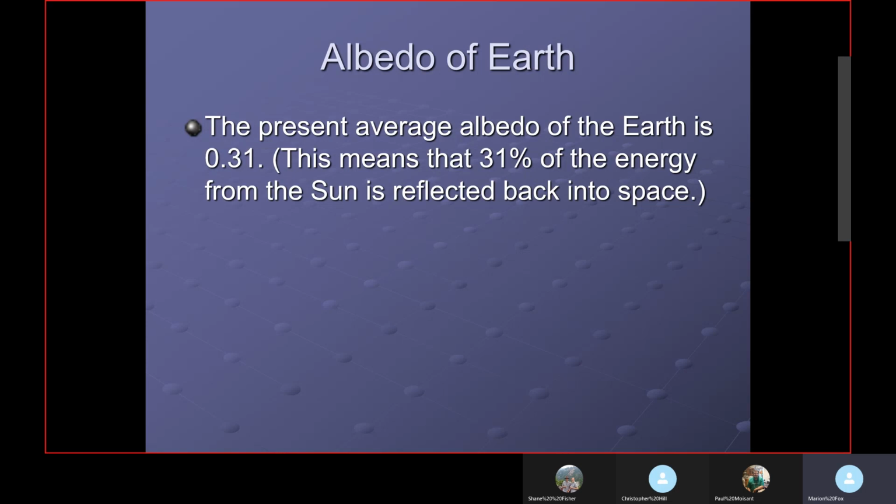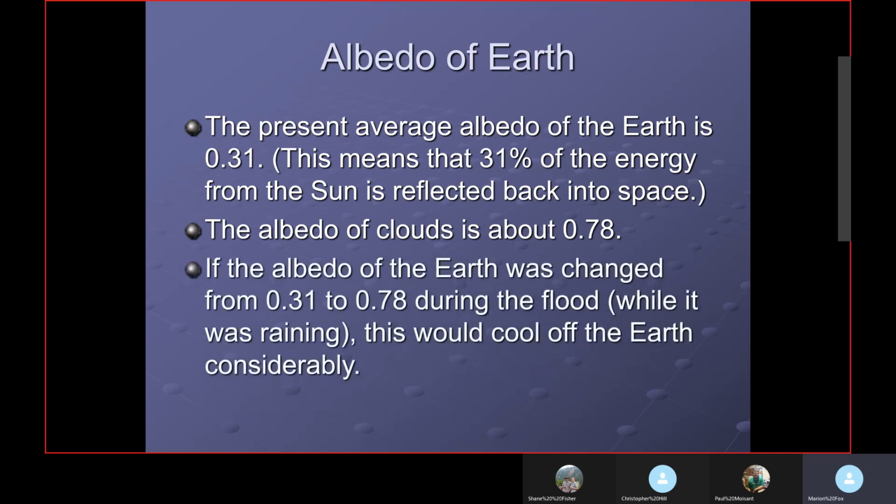If half of the energy from the sun is reflected back out into space, albedo is 0.5. The average albedo is 0.31, which means 31% of the energy is reflected back into space. The albedo of clouds, however, is 0.78, or 78% of it gets reflected back if we have cloud cover. That's why it gets cooler when we have cloud cover. The energy cannot get through and heat us. The albedo of the Earth was changed from 0.31 to 0.78 during the flood while it was raining. This would also tend to cool the Earth off.